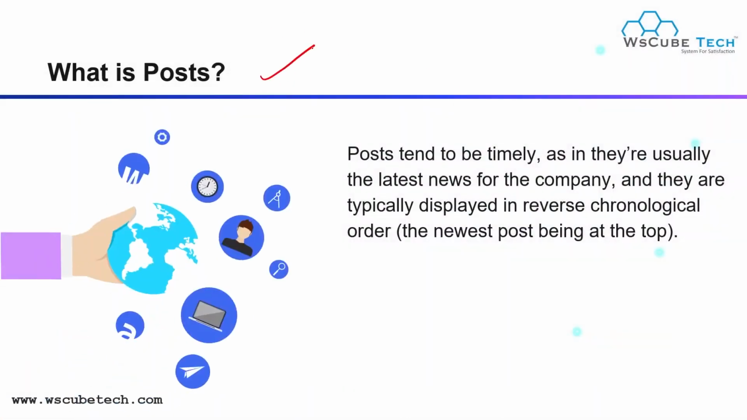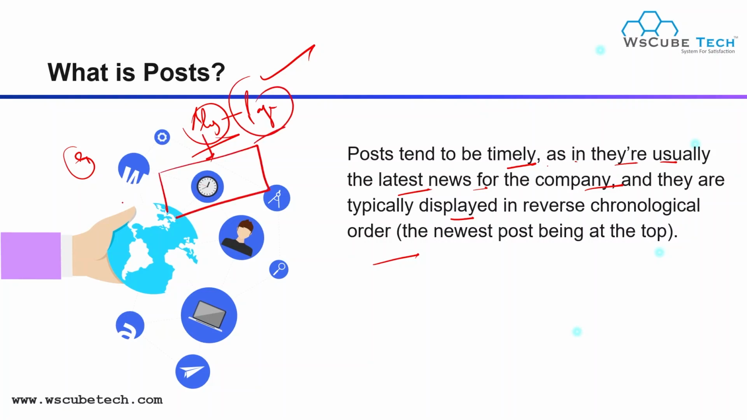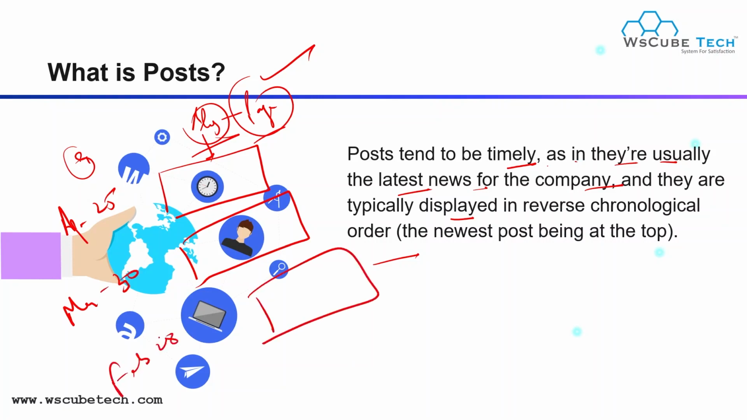So what are posts? Posts tend to be timely, as in they are usually the latest news for the company, and they are typically displayed in reverse chronological order. It means that the newest post is at the top. For example, in your blog page, this is your page here. Blog is a page. In your blog page, we have posts. This is post 1 for April 25. Then another post for March. This is another post of February 28. So this order is known as reverse chronological order.